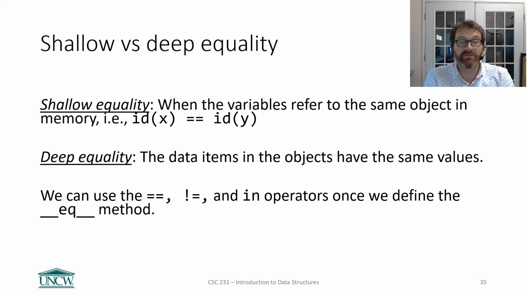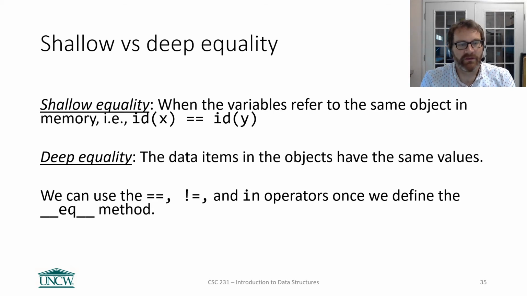So the implication here is that if you have shallow equality, you must have deep equality because they point to the same object in memory. However, conversely, if you have deep equality, you do not necessarily have shallow equality. Okay?